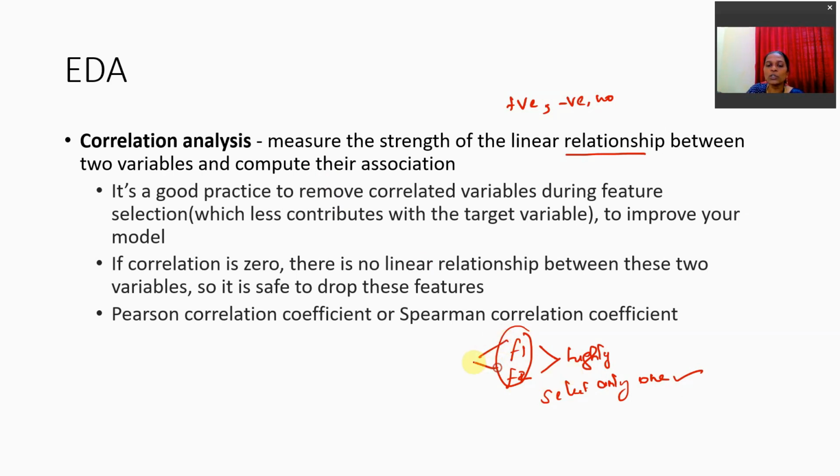Out of these two, which one needs to be selected? You have to identify whether F1 or F2 gives more contribution to the target. Whichever gives more contribution to the target, you select, and the other one you can drop. If there is no correlation with the target, that feature can also be safely dropped. The correlation is calculated using the Pearson correlation coefficient or the Spearman correlation coefficient.